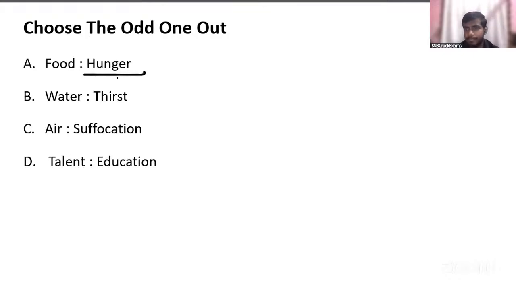If someone is hungry, or I'm feeling hunger, I need food. If I am thirsty, thirst is related to water. Very good. Means I need it at that time. If someone is hungry, they need food. If someone is thirsty, they need water. If someone is feeling suffocation, they need air. But there can be something different also. And the last thing, I'm saying someone is educated. Do they need talent? Does it connect also? No, I don't think so. We will check. According to me, the answer will be D.